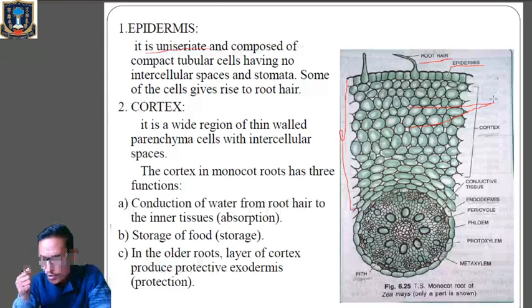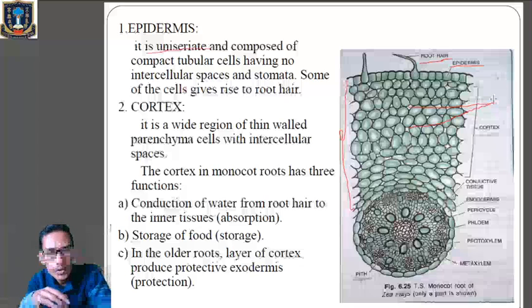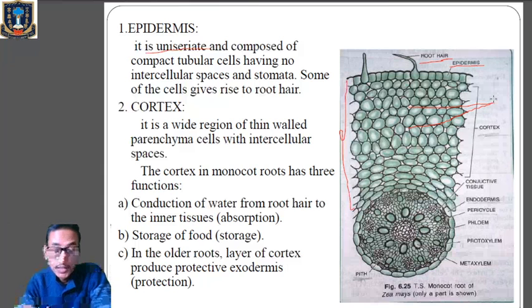Now the cortex in monocot root has three functions: absorption, storage and protection. It will help in the conduction of water from the root hair to the inner tissues, that is called absorption. It will absorb the water from the soil with the help of root hair and will help in its conduction to the different tissues in a root. Number 2 is storage, storing the food particles. And number 3, protection. It protects the older roots because it will help in the deposition of suberin. It protects the layer of cortex. Therefore it has three functions: absorption, storage and protection.